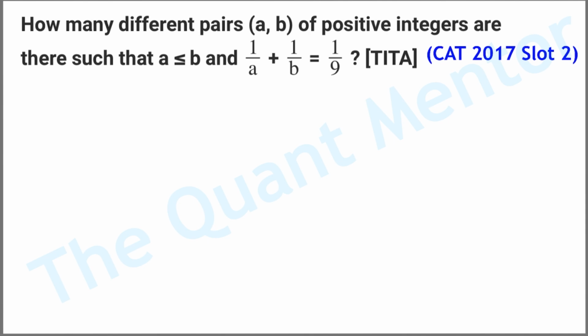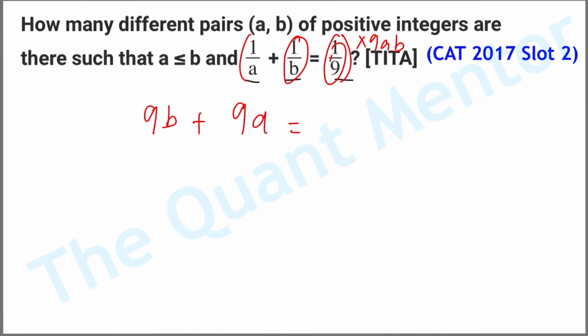Let's see how many different pairs (a, b) of positive integers are there such that a is less than or equal to b and 1/a + 1/b is 1/9. So we start by taking the LCM of a, b and 9 throughout, that is 9ab, and multiply this equation throughout by 9ab. So 1/a into 9ab will be 9b, plus 1/b into 9ab will make it 9a, is equal to 1/9 into 9ab, which is simply ab.